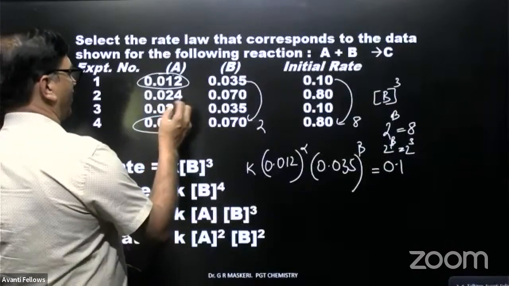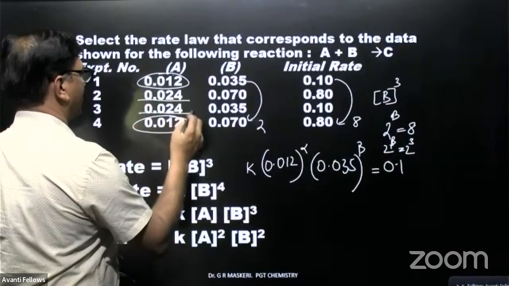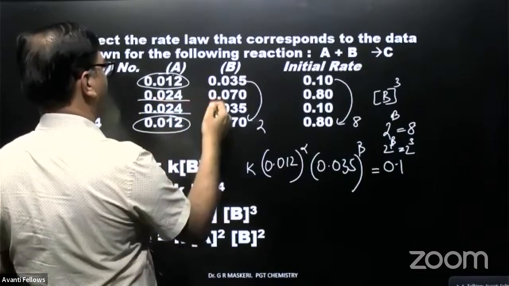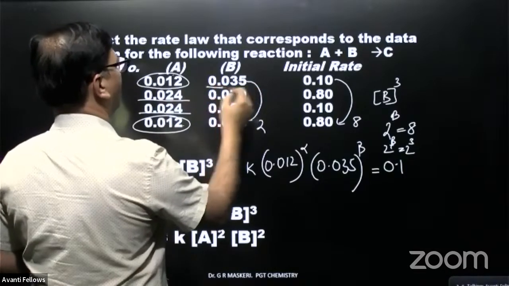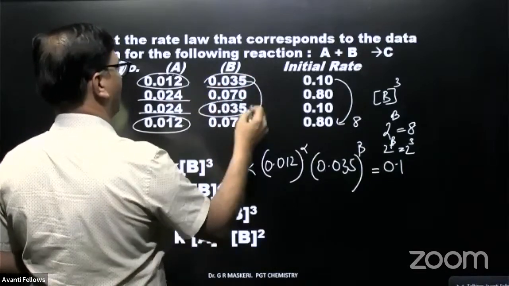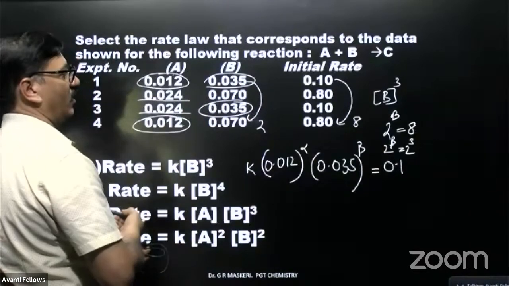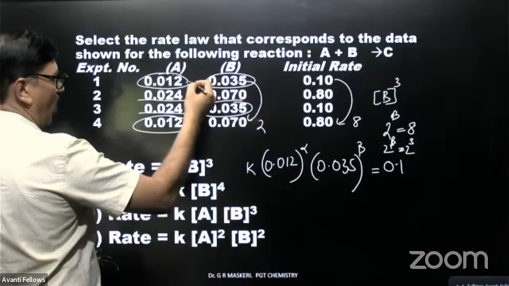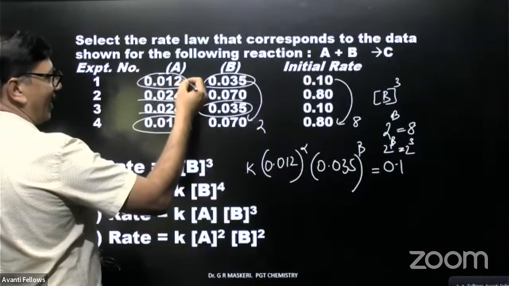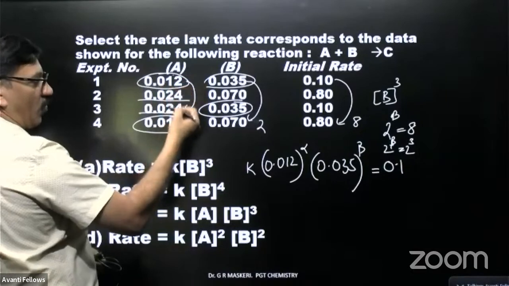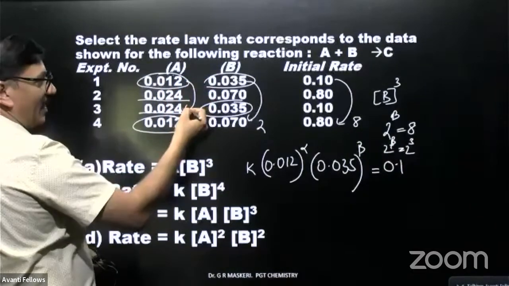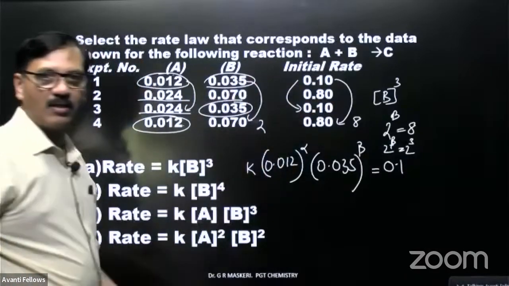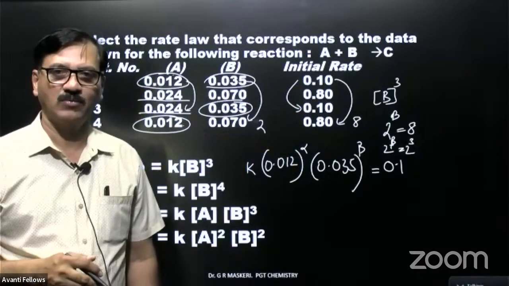Coming to this, now here these two are constant. A is kept constant, whereas B varies. Now we have to see where B is kept constant. When B is kept constant, 0.035, B is kept constant. How is A varied? A is doubled, 0.012 to 0.024. If A is doubled, what has happened to the rate? It remained the same.